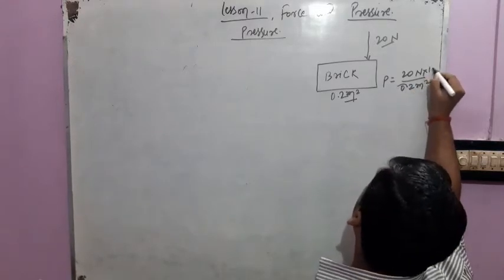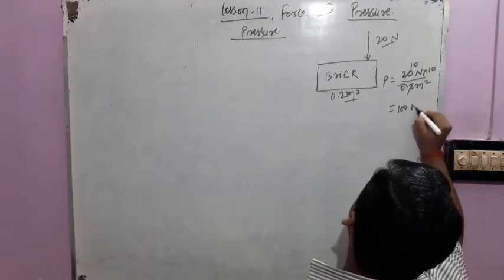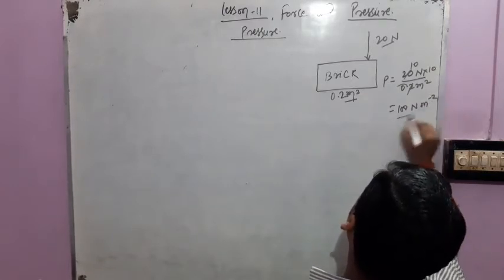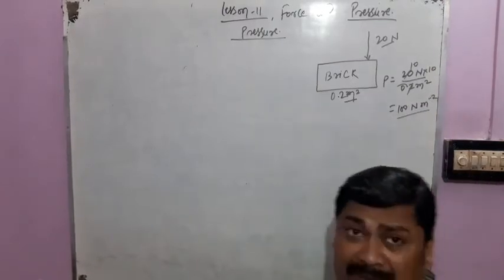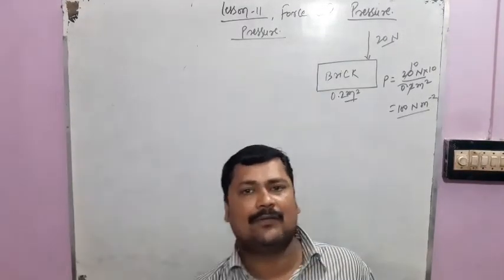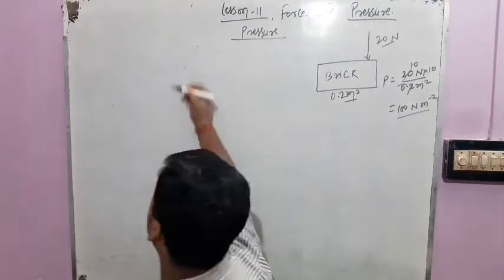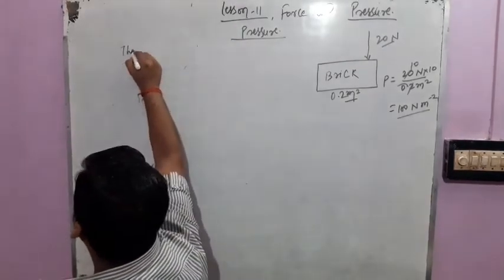Now removing this decimal, 2 times, that is 100 Newton per meter square. That is the pressure. Means what is pressure? The force applied on per unit area. The force applied on per unit area is called pressure. So here we are writing the definition of pressure.